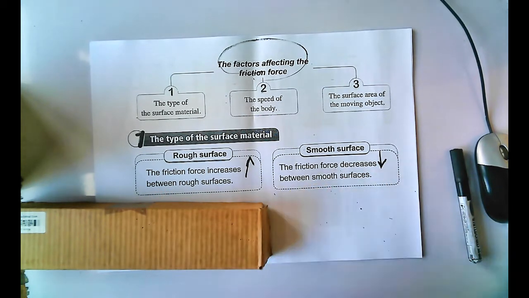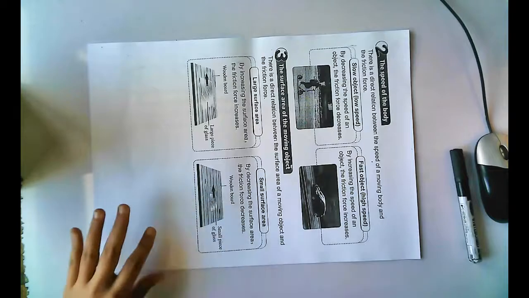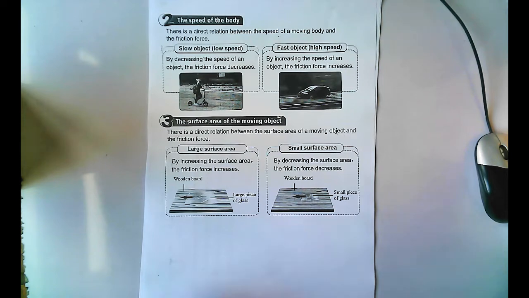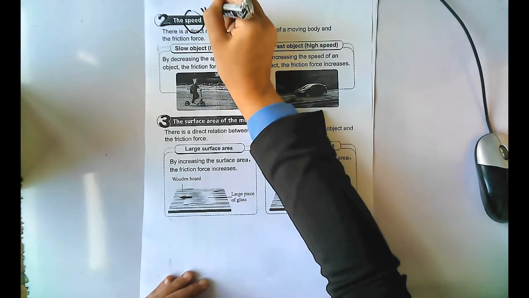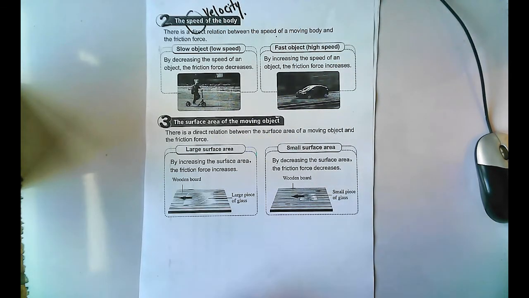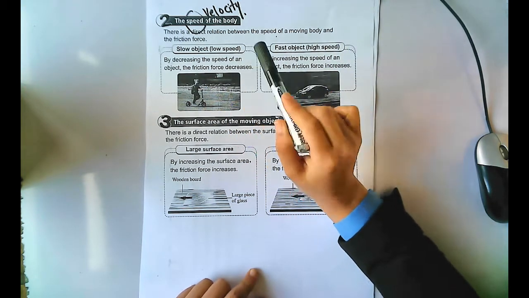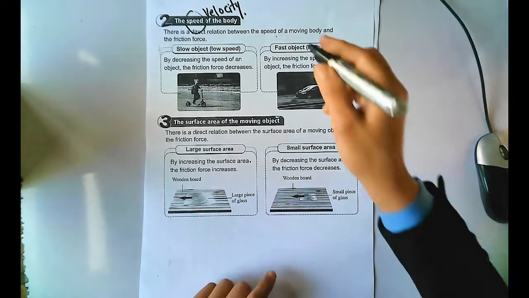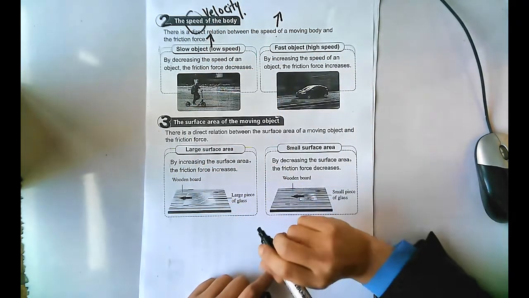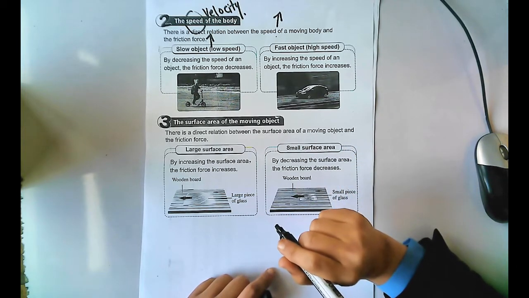Now we're going to take another factor, which is the speed of the body. Sometimes we say speed of body, meaning velocity. What is the speed of the body? There is a direct relation between the speed of a moving body and the friction force. What does that mean? Meaning, if the speed of the body increases, the friction force increases, and vice versa. What does vice versa mean? Meaning, if the speed decreases, the friction force will decrease.